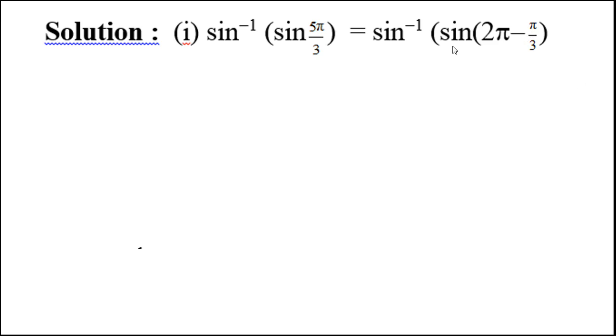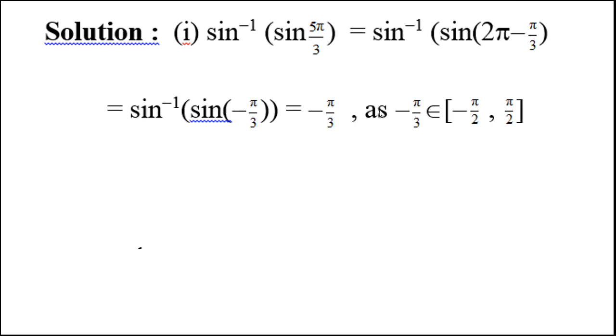And then I will use the formula sine 2 pi plus theta is equal to sine theta. So this sine 2 pi minus pi by 3 becomes sine minus pi by 3. Now sine inverse of sine theta is equal to theta, if theta is in the principal domain.